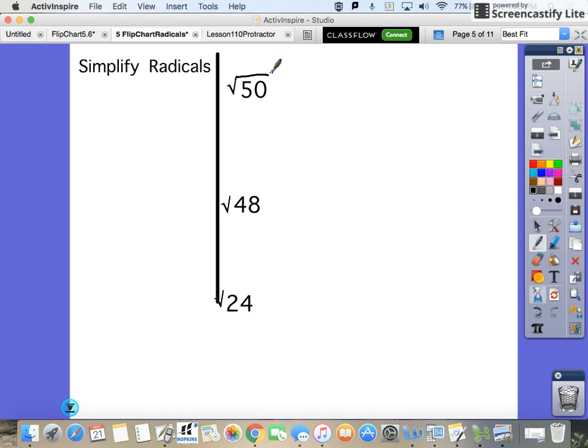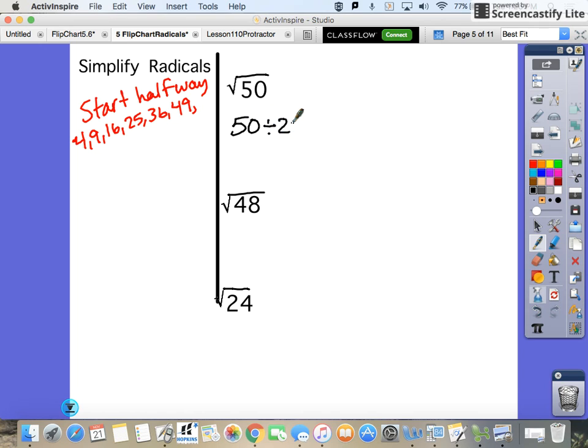Now what we need to do is figure out which of those numbers, that big list we just came up with, will go into or divide 50. Now what I'm going to say is start halfway. On the top of your paper, you might want to write 4, 9, 16, 25, 36, 49, etc. if you are going to forget them. When I say start halfway, what I mean is take 50 and divide it by 2. Start testing numbers at 25 and go smaller. 25 is the biggest number that we can possibly divide 50 by.